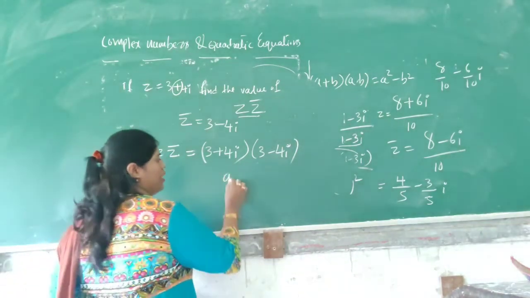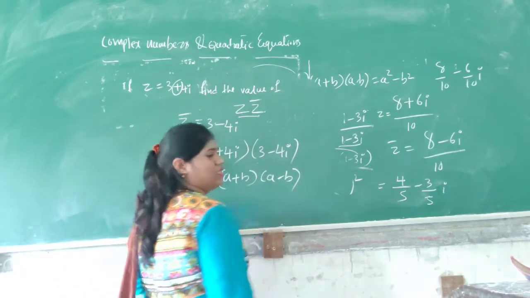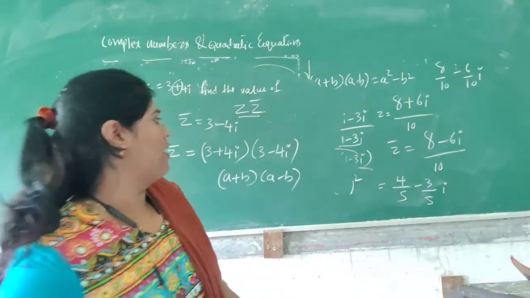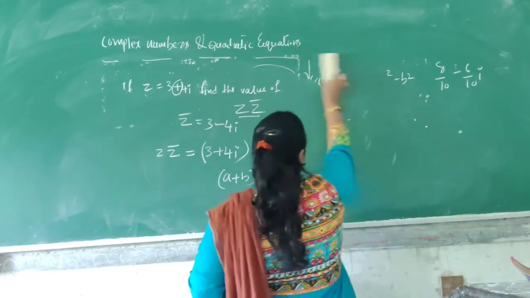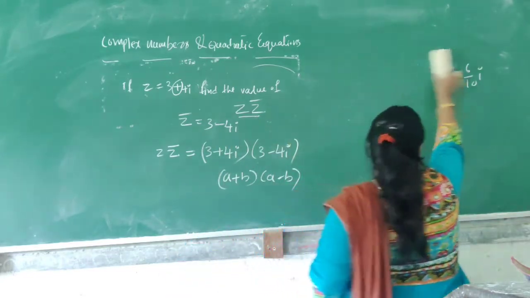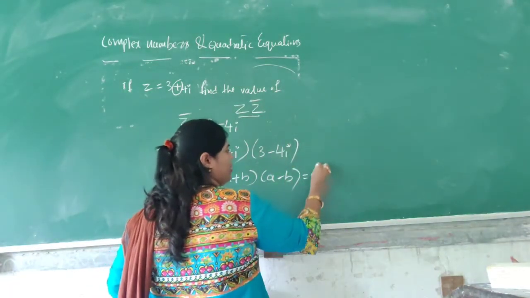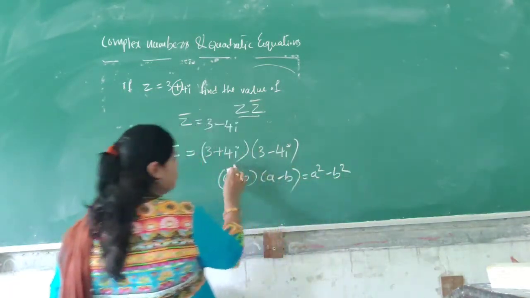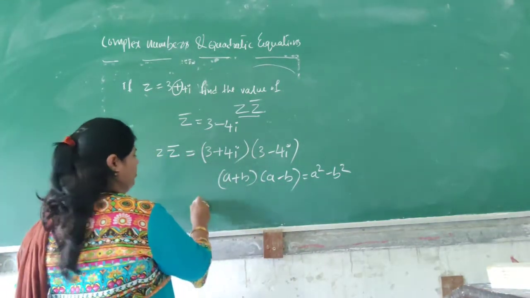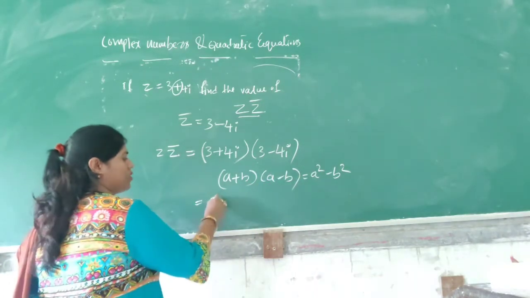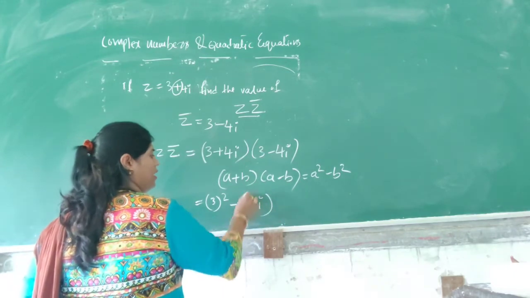So it is of (a plus b) into (a minus b) form, which is equal to a square minus b square. It is of this form, no? It is of a plus b, a minus b form. We have to write it in that form. A square is 3 square minus b square, which is (4i) whole square.